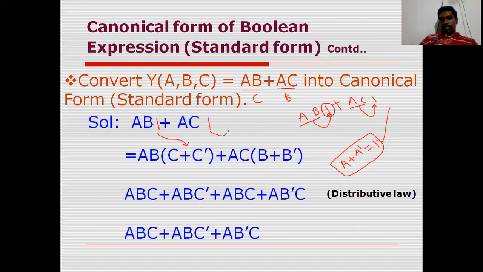Therefore, I can replace this 1 with B plus B bar. Yes, I can substitute here. What I am doing here: in the first step I multiplied these two terms with 1 so that my value is not changed. I will get the given question back again. Now, I found out what the missing literal is, and I converted this 1 into its own missing literal property.